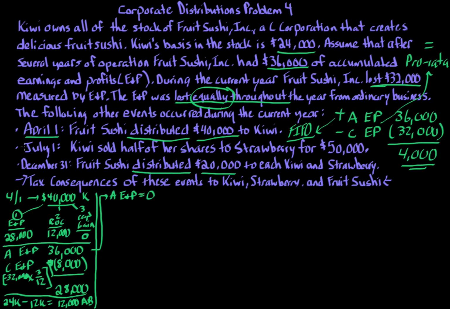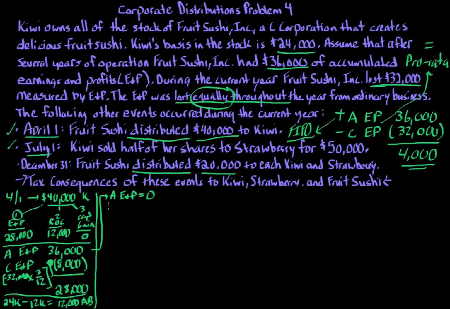Okay, so now let's continue to the next date. We just did April 1st for step 3. Now we're going to July 1st. July 1st, Kiwi sells half of her shares to Strawberry for $50,000. The tax consequence to Strawberry is that Strawberry purchases shares of stock for $50,000. That's the basis of Strawberry, which we need for December 31st. But that doesn't have a tax consequence impact on that date. It does have a tax consequence impact on that date to Kiwi because we have a sale.